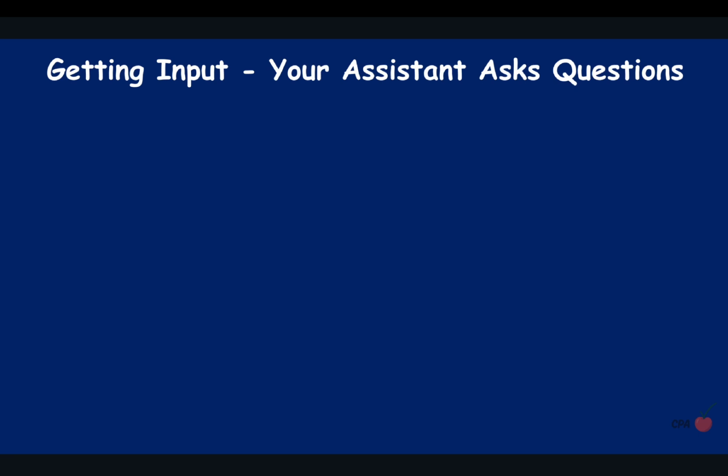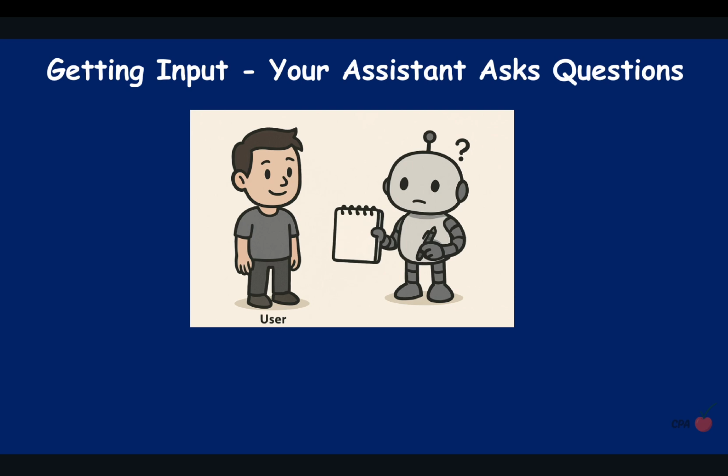So far, we have been the ones doing all the talking. We have been giving our Python assistant a list of instructions and it can follow them perfectly. For example, we have told it to remember our name in a variable, to do some math. But what if our program needs information that we don't know when we're writing the program?